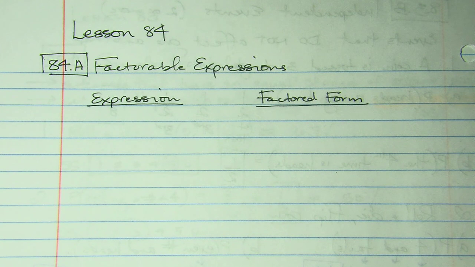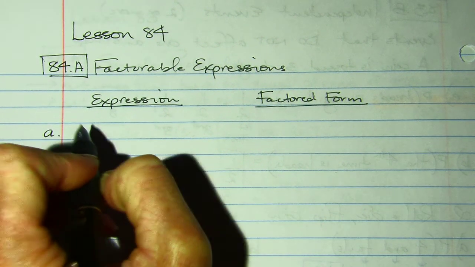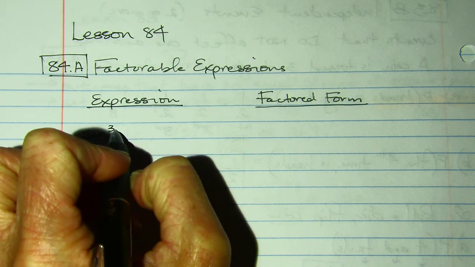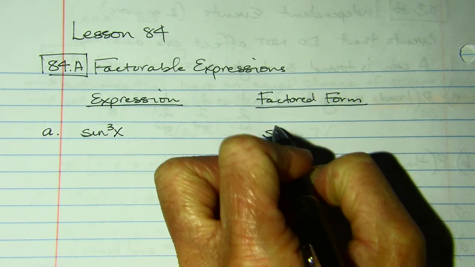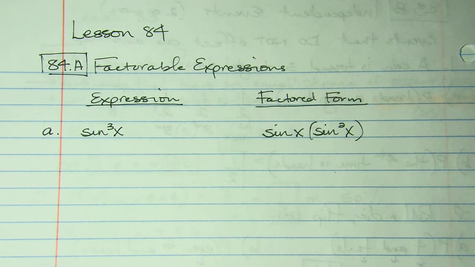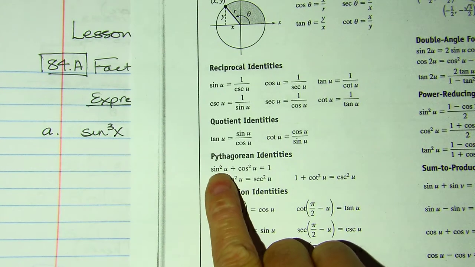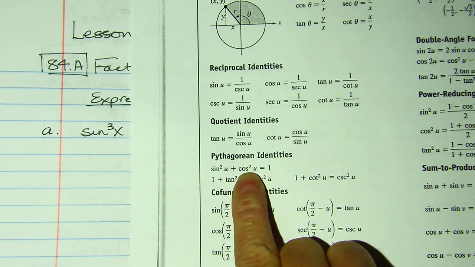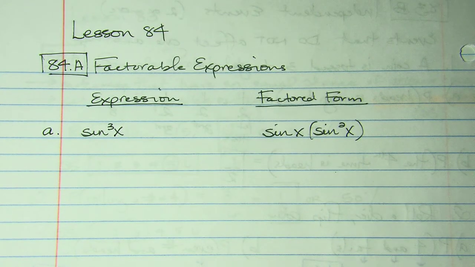84.A goes over factorable expressions. Now, we've been factoring, we know how to factor, but we are going to be factoring trig expressions. So I'm going to go over several just so you have them. So if I had sine cubed of x, okay, this can be broken down as the sine of x times sine squared of x. And you might ask yourself, why is that important? Because there is an identity involving sine squared of x plus the cosine squared of x equals 1. So when I factor this, I can then go back to those identities.